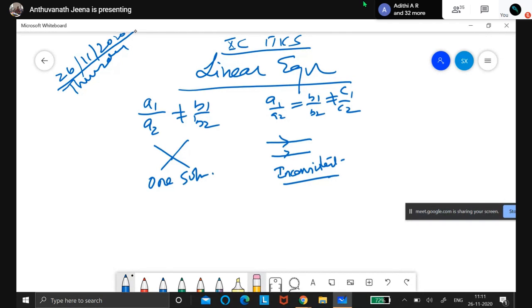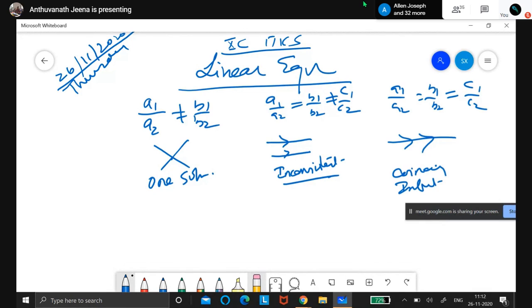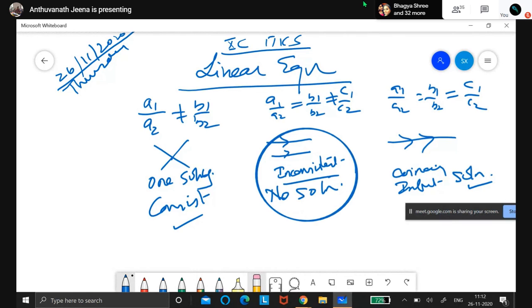And then A1 by A2 equal to B1 by B2 equal to C1 by C2, everything is same, means coinciding lines. Very rare. Coinciding means all the answers will come, infinite solutions. Inconsistent means no solution. The other two are called consistent because we have an answer. But here we don't have an answer, so we call it inconsistent.